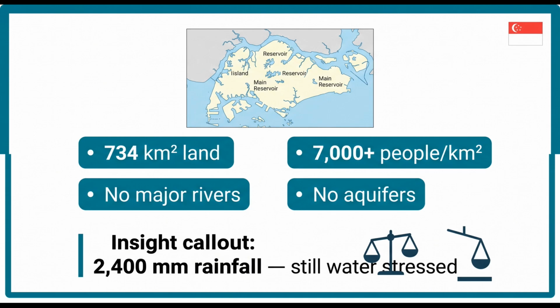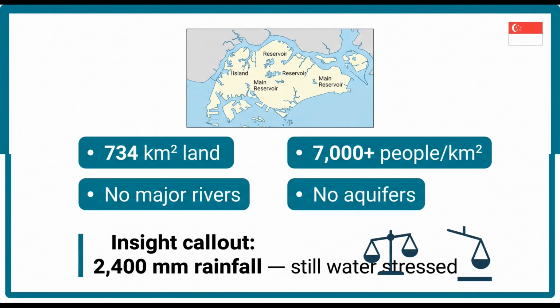Yet Singapore is classified as water-stressed. How? Look at the 4 reasons on screen. Singapore's land area is only 704 square kilometers, one of the smallest countries in the world. There is very limited space for rainwater catchment. Most rain falls on urban surfaces and drains into the sea before it can be stored. The population density is over 7,000 people per square kilometer, one of the highest in the world. Demand per unit of land area is enormous.